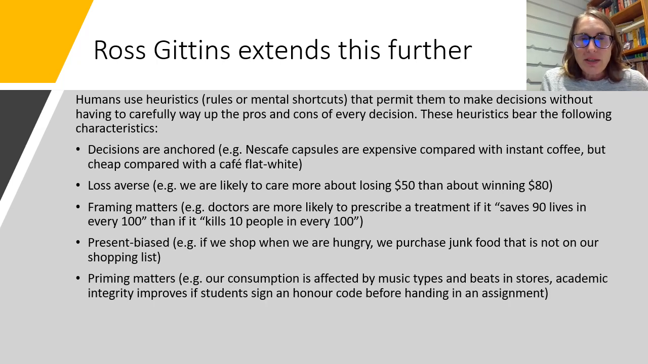According to Gittins' idea of heuristics, priming also matters. For example, our consumption has been shown to be affected by music, and not only that, by the very speed of the rhythm that's playing in the background. We will purchase more if music is of a certain type. Studies have also shown that academic integrity improves if students sign an honour code before handing in assignments. Interesting from your point of view, I guess.